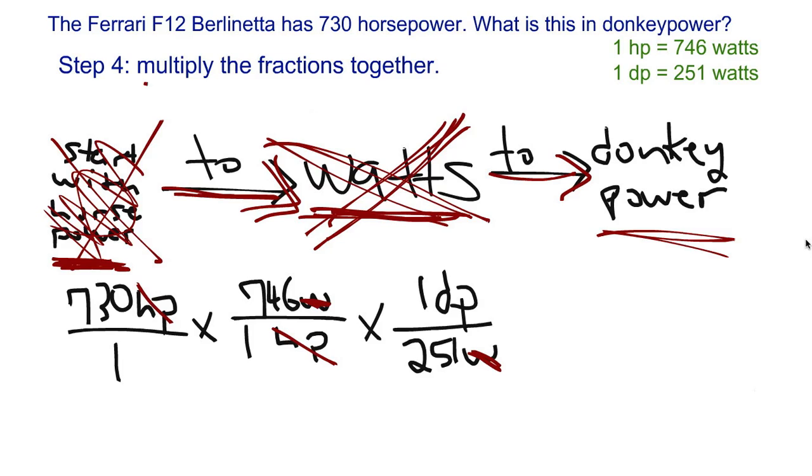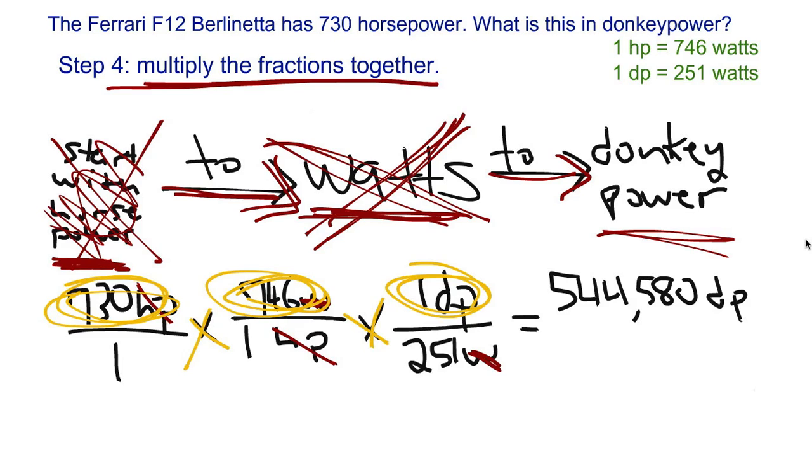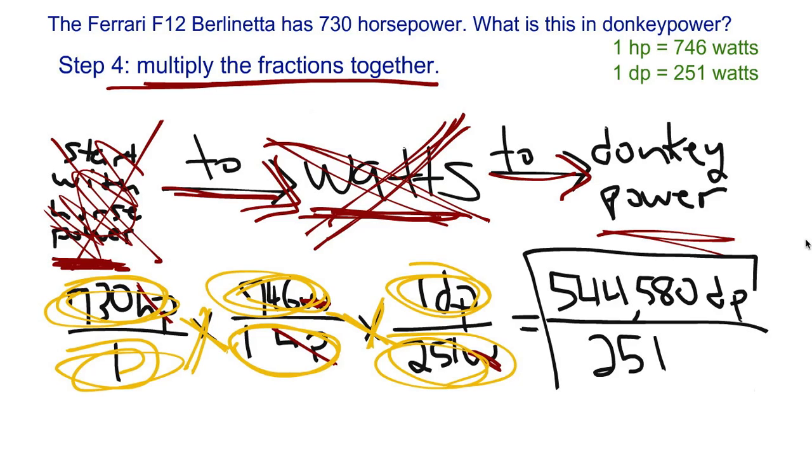And finally, we need to multiply all of our fractions together to get our final answer. We'll do that by multiplying across the top, 730 times 746 times 1 donkey power, which gives us 544,580, divided by, and now we multiply across the bottom, 1 times 1 times 251, which will give us 251. And finally, we divide the top by the bottom.